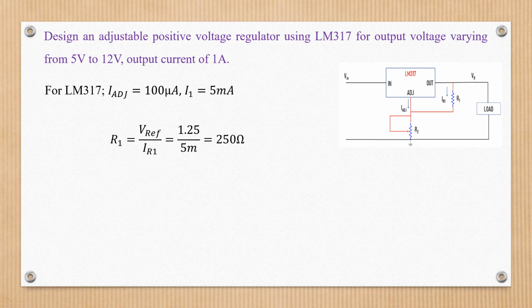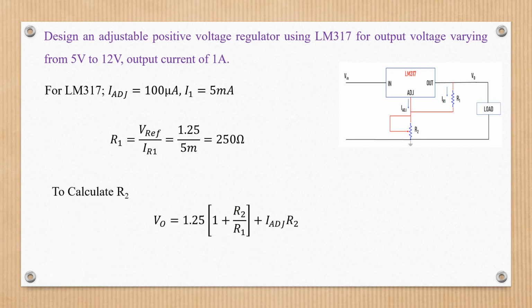Now to find the value of R2. The output has to be varied from 5 volts to 12 volts. So R2 cannot be a fixed value. R2 has to be varied. So we have to get two extreme values, one for 5 volt and another for 12 volt. To calculate the value of R2, we will use the output voltage expression. V naught will be equal to 1.25 times 1 plus R2 divided by R1, plus the adjustment current into R2. We are considering the adjustment current as 100 microampere.